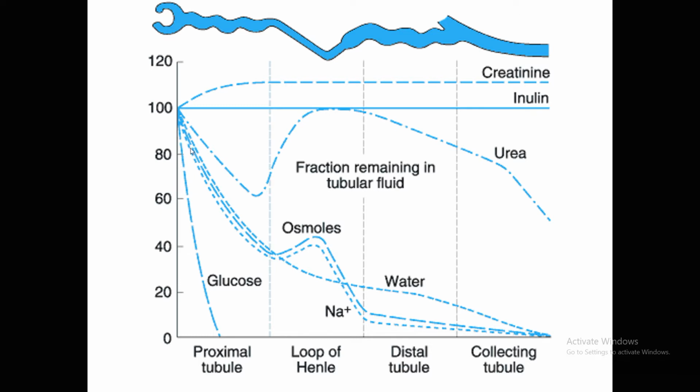Other substances are reabsorbed progressively along the nephron. The glucose is absorbed in the proximal tubule, and the sodium and water and other osmotically active substances are absorbed along the nephron, so finally 0.5 to 1% are excreted into the end urine.